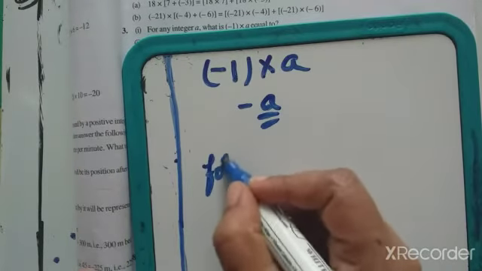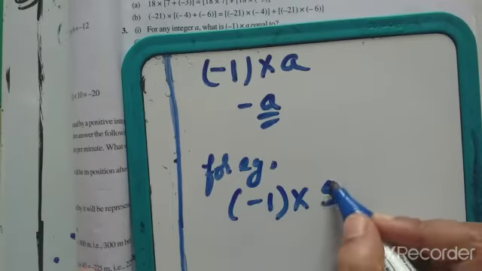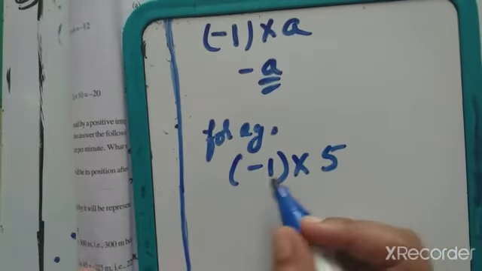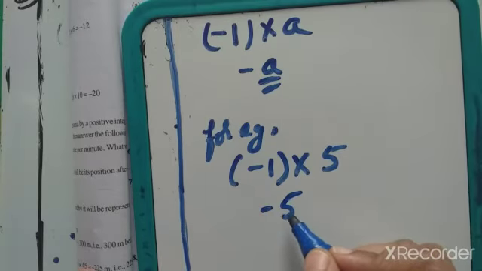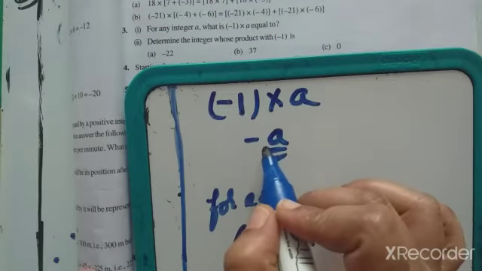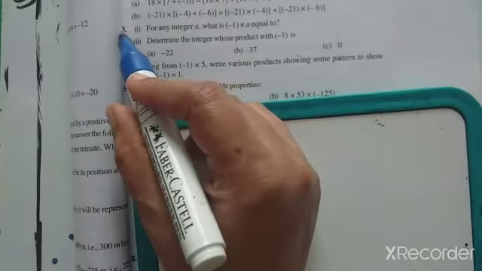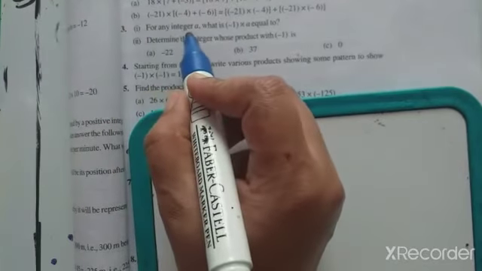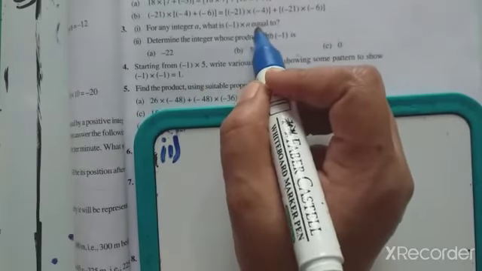For example, any other example, any integers in minus 1 multiply with any number. So 1 into 5 is 5, symbol is minus, negative integers. So answer is here minus 1 into a means minus a. Now here third question: for any integers a, what is minus 1 into a equal to? Answer is minus a.